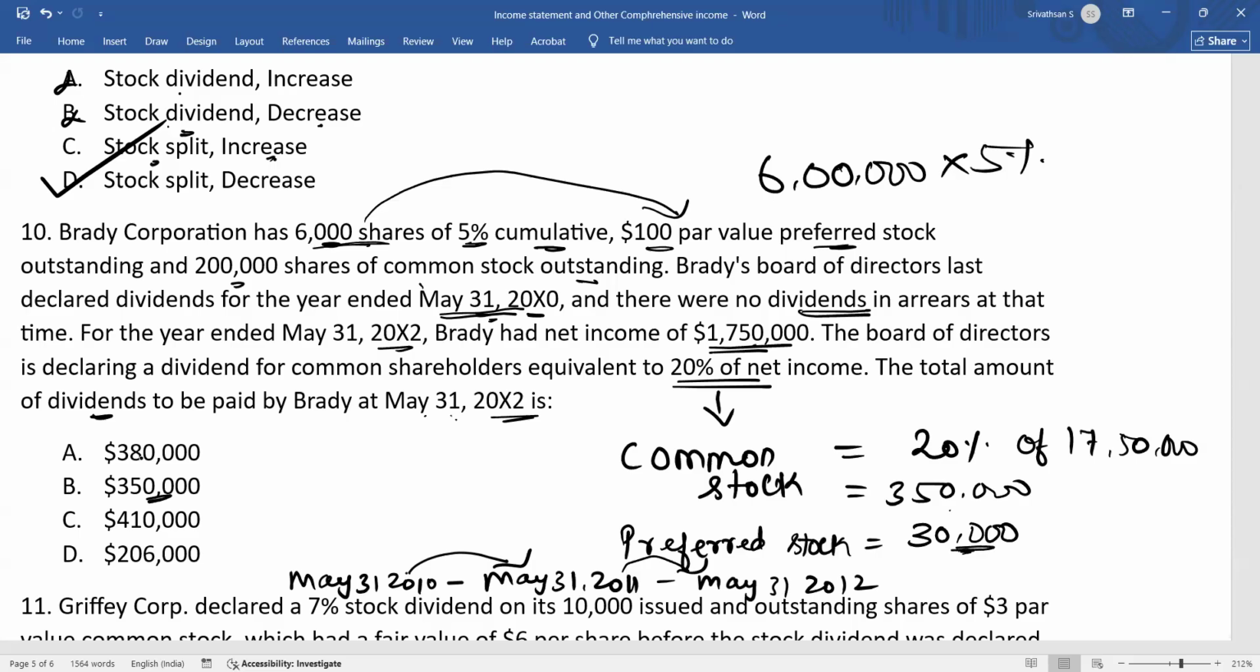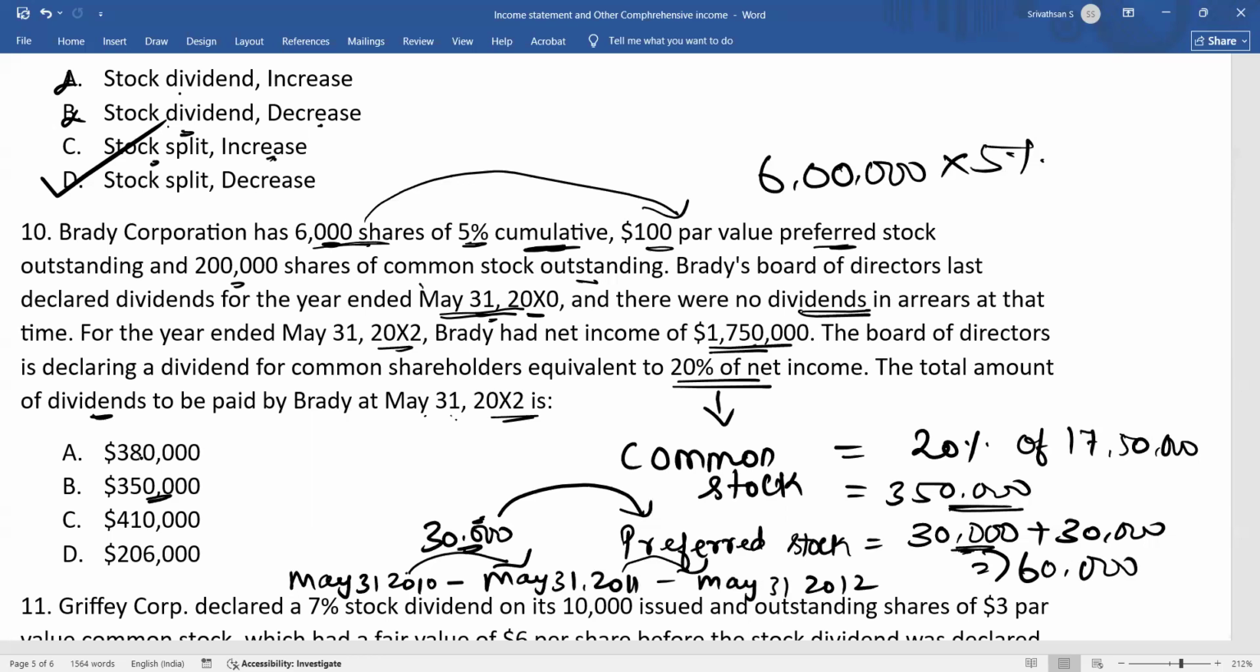But here the question clearly says it is a cumulative preference share, which means from 31st May 2010 to 31st May 2011, the company did not pay any dividend on preferred stock, right? So during this period, the company should have paid 30,000 dividend to preference shareholders, but the company did not pay it. So even that dividend should be accumulated and it should be paid in the next year. So 30,000 plus 30,000. So totally it is 60,000.